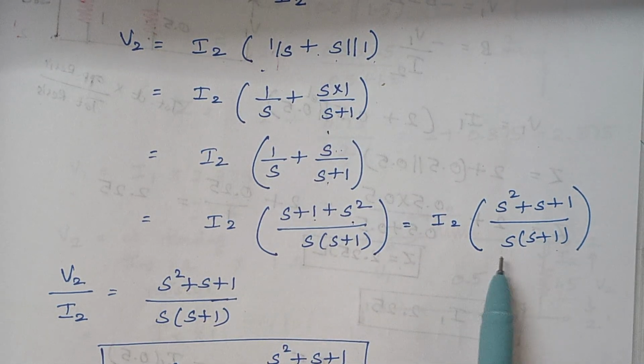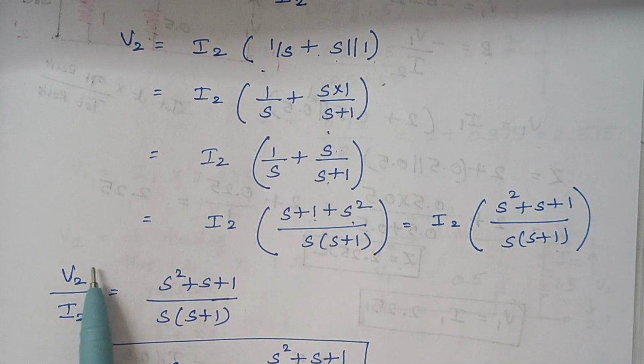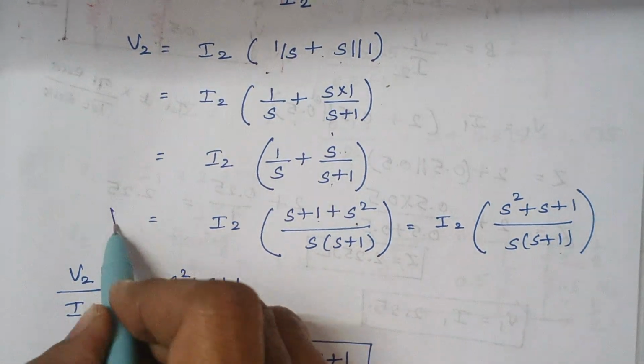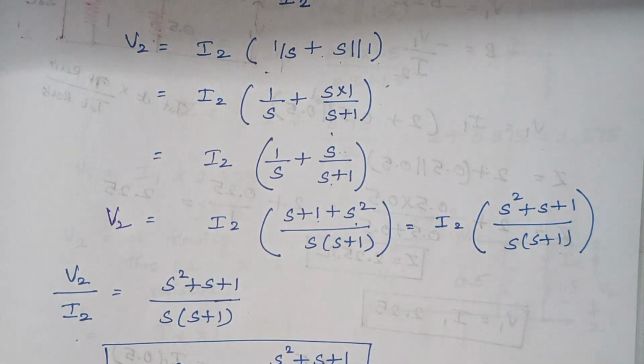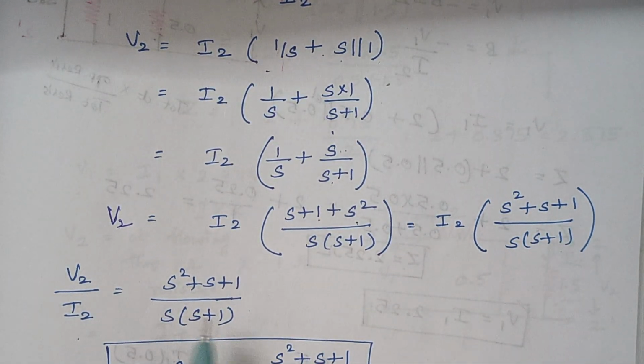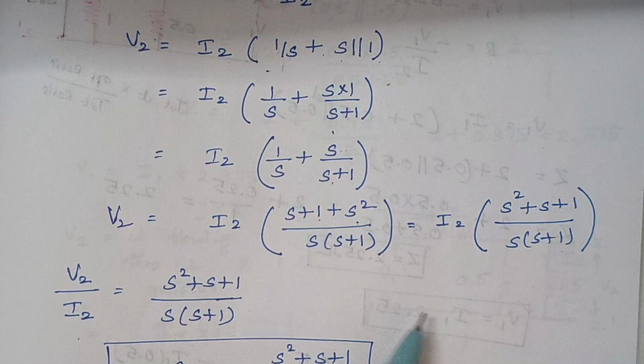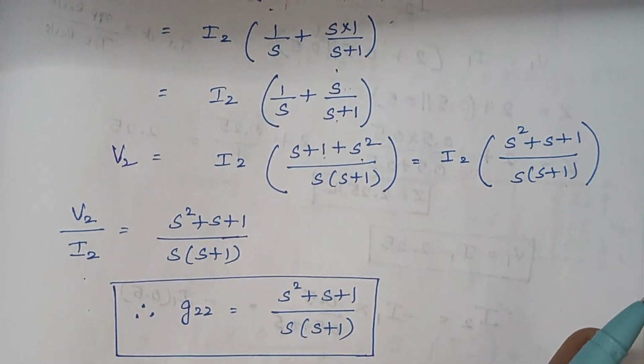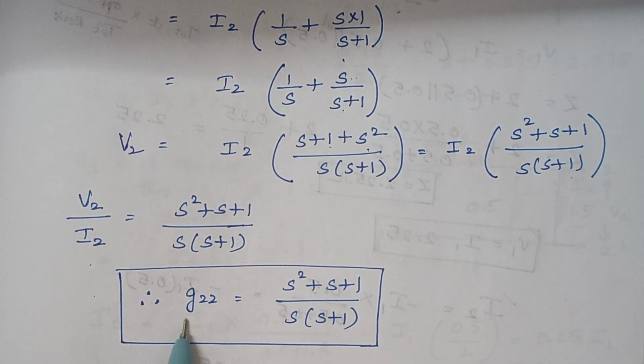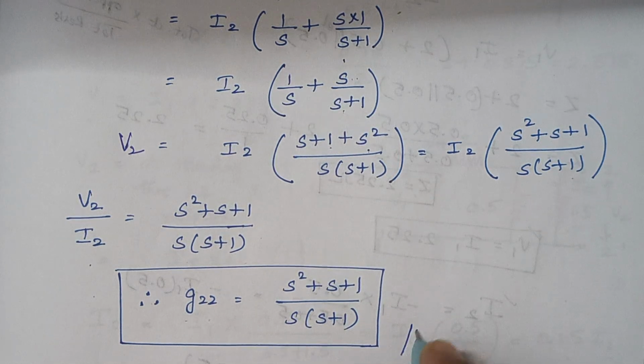Finally, what do we want here? We need the ratio of V2 by I2. So here it is V2 and here it is I2. V2 by I2 is given by S square plus S plus 1 by S into S plus 1. So finally G22 is given by this value.